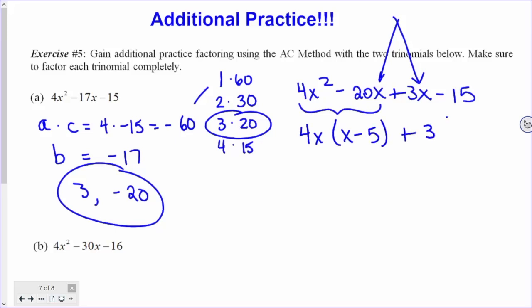Here we can factor out a 3 and we'll be left with an x minus 5. We've got that common factor of x minus 5 now, so we'll factor that out. And we'll be left with this.